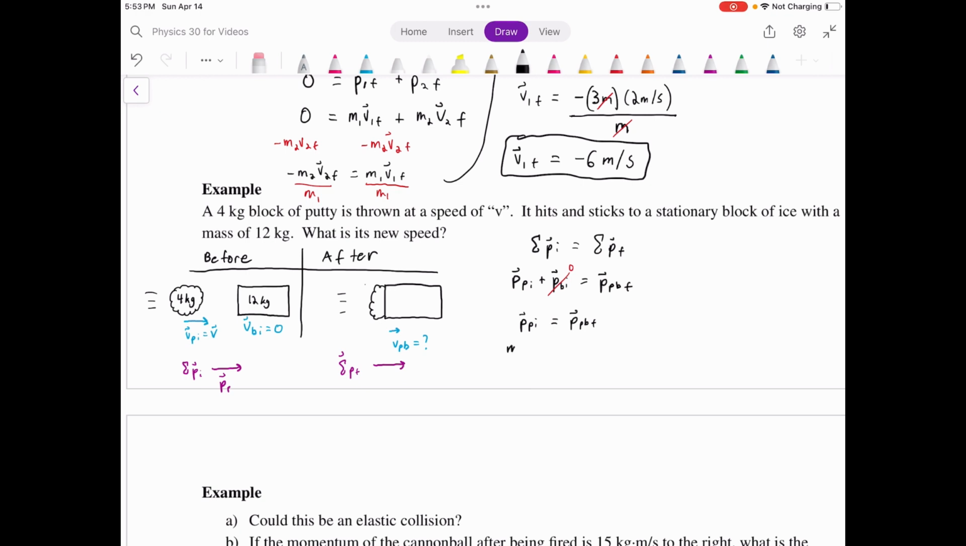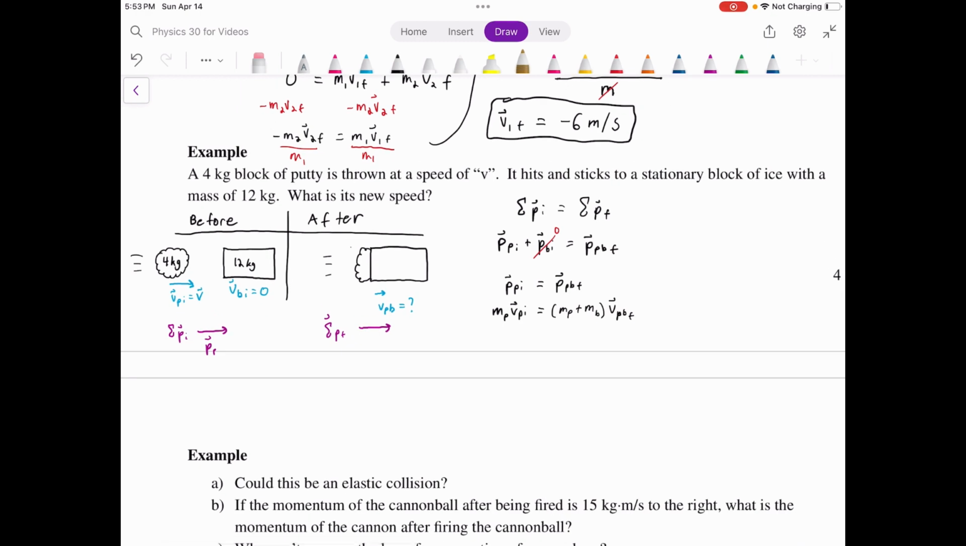So what's the momentum of the putty initial? Well, it'll be the mass of the putty times its initial velocity. And that's going to need to be equal to the mass of the putty-block system when they're stuck together. Well, it's an object with mass. It's the mass of the putty plus the mass of the block of ice, times their combined velocity, right? They're stuck together now as one object that moves with one velocity. And what we're trying to find is the final velocity that they move together with.